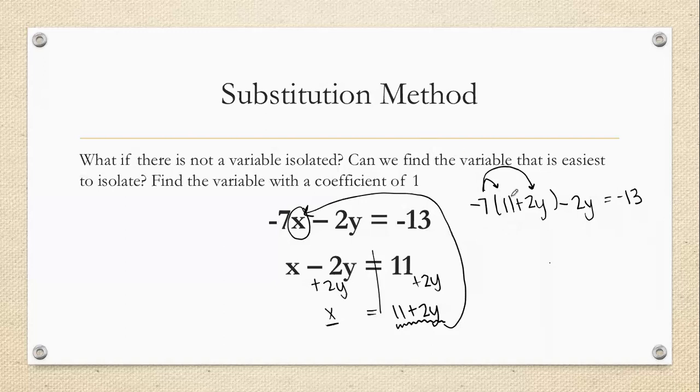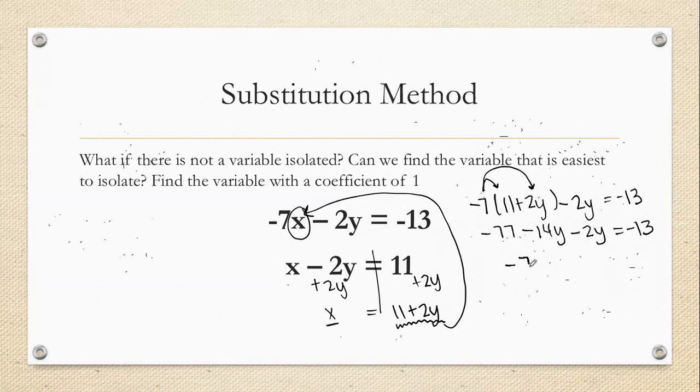All right, so when I distribute, I get negative 77 minus 14y minus 2y equals negative 13. Yesterday, I know people were messing up here because they didn't distribute the negative 7. So negative 7 times 11 is negative 77. Negative 7 times 2y is negative 14y minus 2y equals negative 13. What next? Combine like terms. Good. So negative 14y minus 2y is negative 16y. So negative 77 minus 16y equals negative 13.